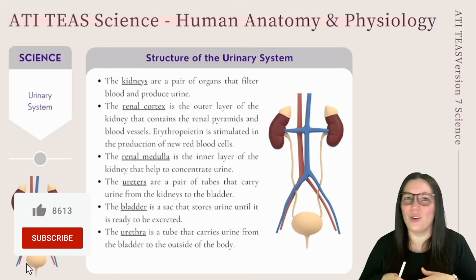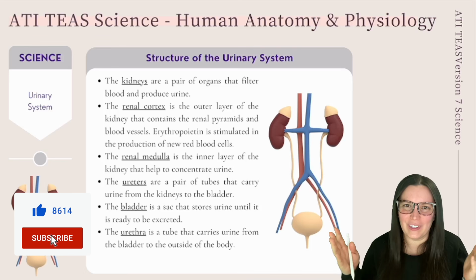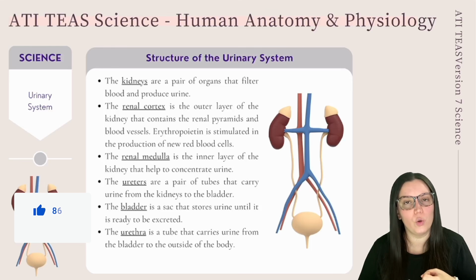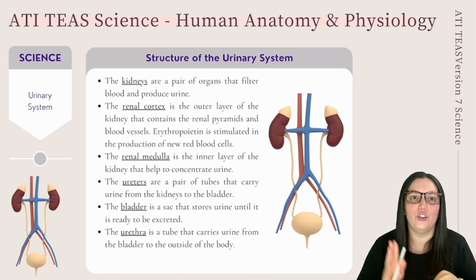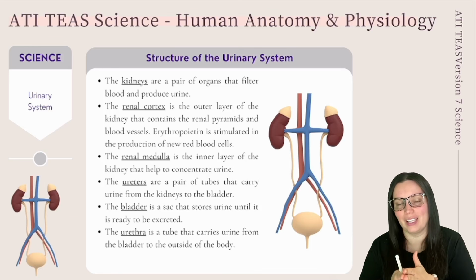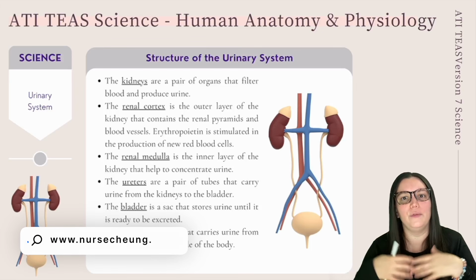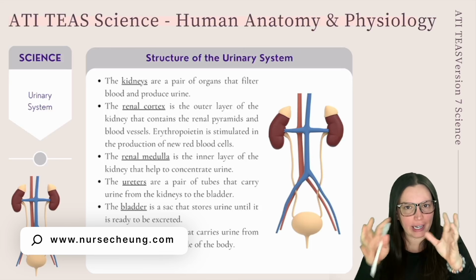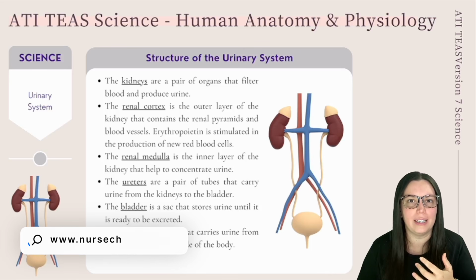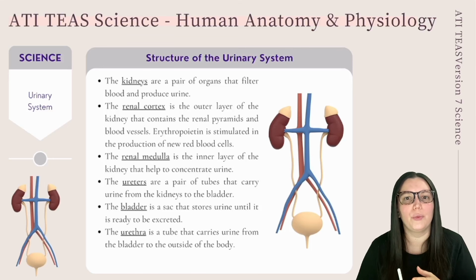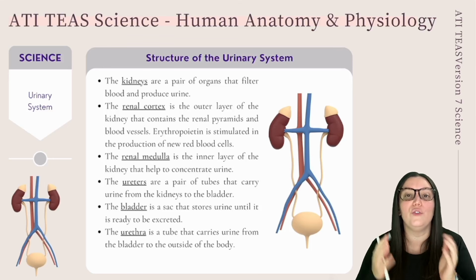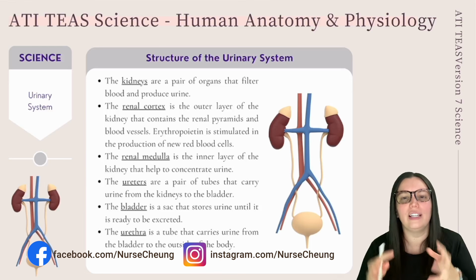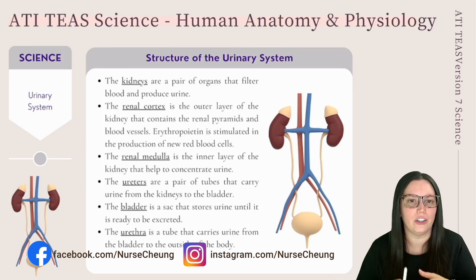Next, let's talk about that good old organ, them kidneys, specifically the urinary system. The urinary system is made up of the kidneys, the renal cortex, our renal medulla, ureters, bladder, and urethra. The kidneys are a pair of organs that help filter blood and produce urine. The renal cortex is the outer layer of the kidneys and contains the renal pyramids and blood vessels. Erythropoietin is stimulated in the production of new red blood cells here. The renal medulla is the inner layer of the kidney that helps concentrate the urine.